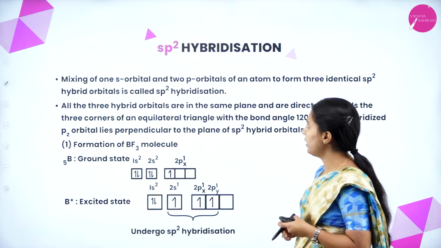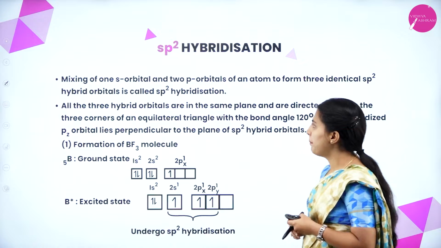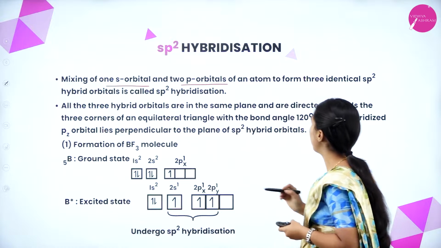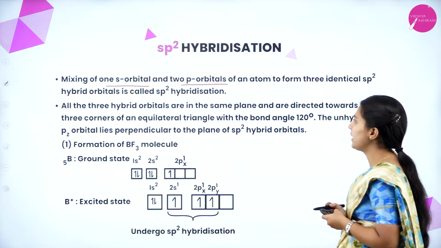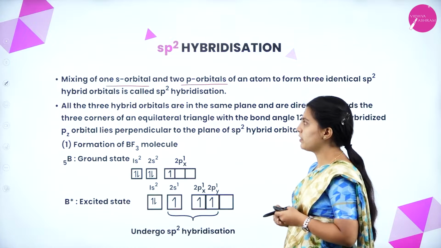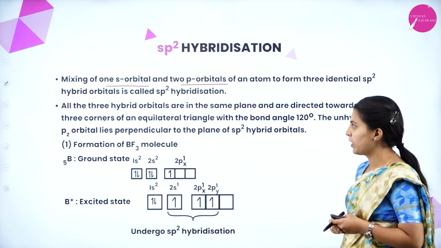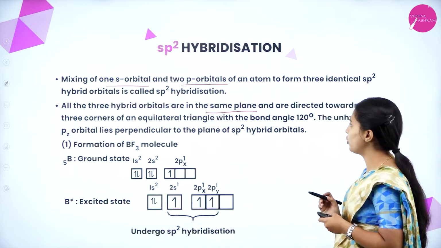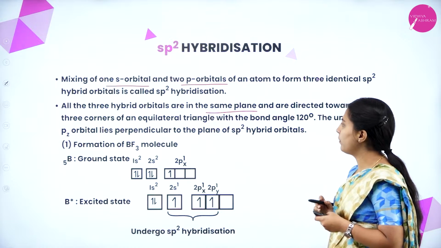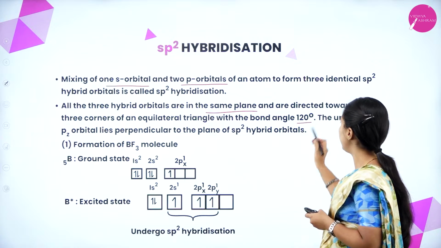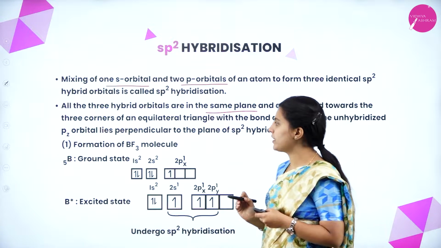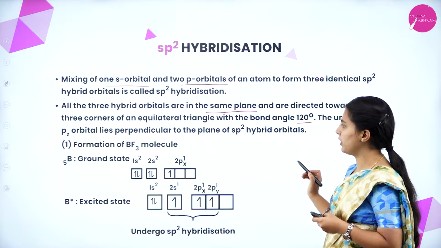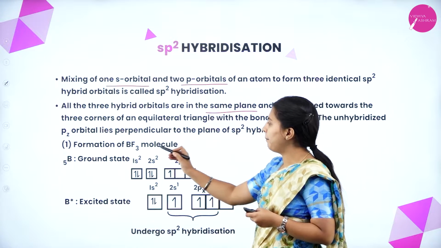Okay. Next one, sp2 hybridization: mixing of 1s orbital and 2p orbitals of an atom to form 3 identical sp2 hybrid orbitals is called sp2 hybridization. All the 3 hybrid orbitals are in the same plane and are directed towards the 3 corners of an equilateral triangle with the bond angle 120 degree. The unhybridized pz orbital lies perpendicular to the plane of sp2 hybrid orbitals. What is the example? BF3.